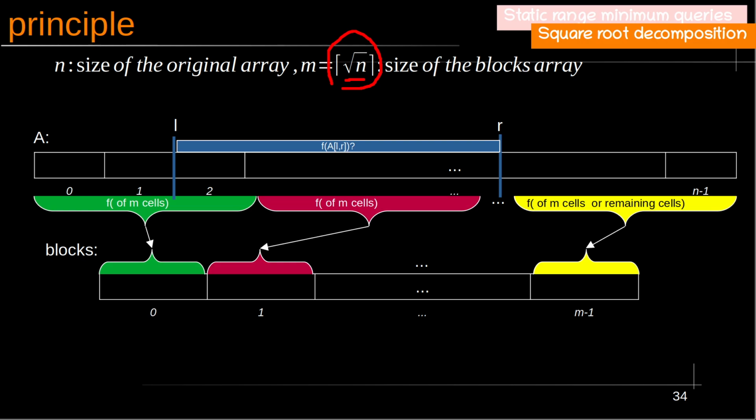Here we can use, as you see, this block lies within the range. So this red block lies within this range, so we can use it entirely. We can use its result from the array of blocks. For the remaining cells, we have to compute them separately and combine the results.